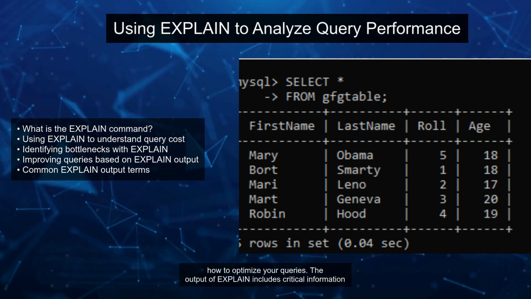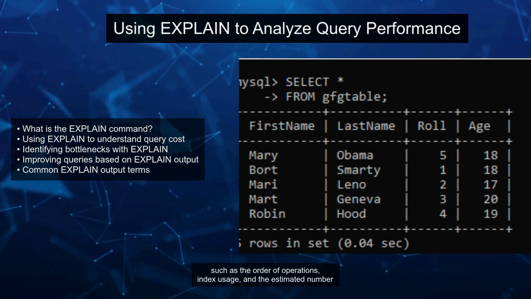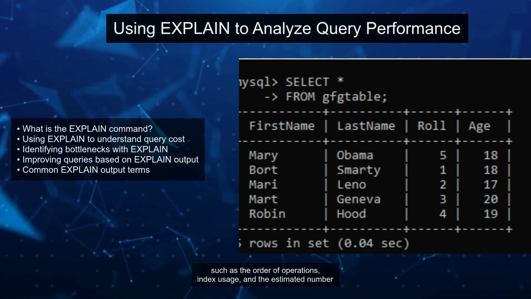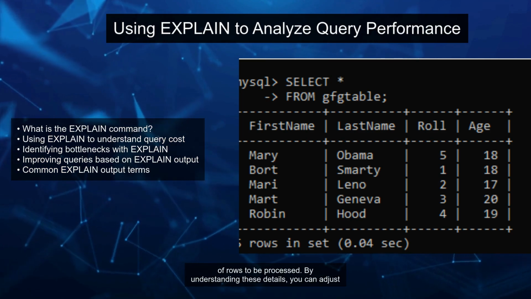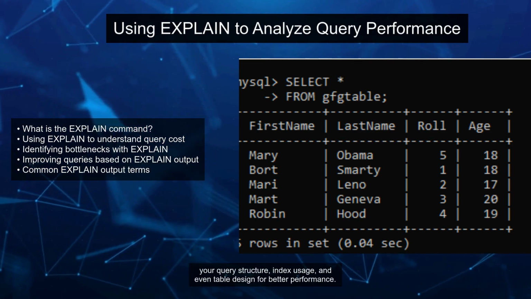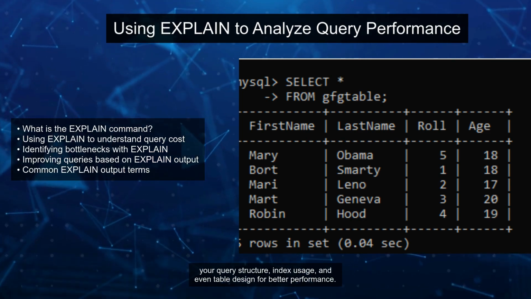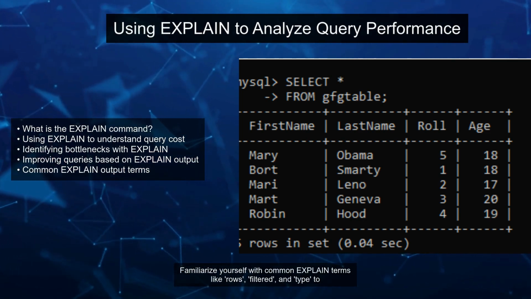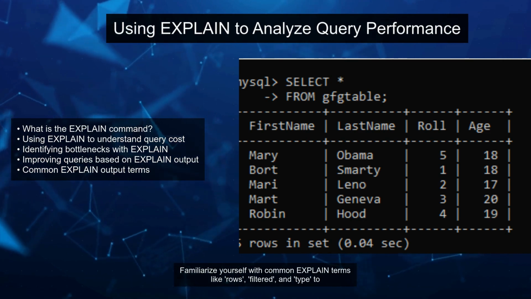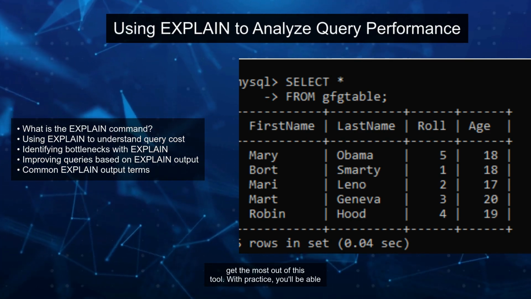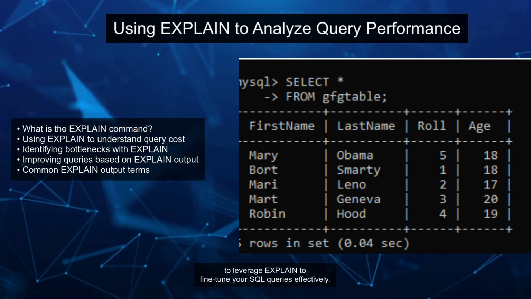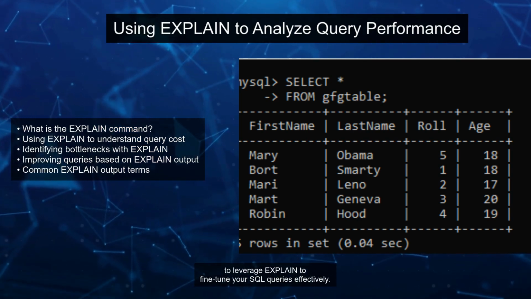The output of explain includes critical information such as the order of operations, index usage, and the estimated number of rows to be processed. By understanding these details, you can adjust your query structure, index usage, and even table design for better performance. Familiarize yourself with common explain terms like rows, filtered, and type to get the most out of this tool. With practice, you'll be able to leverage explain to fine-tune your SQL queries effectively.